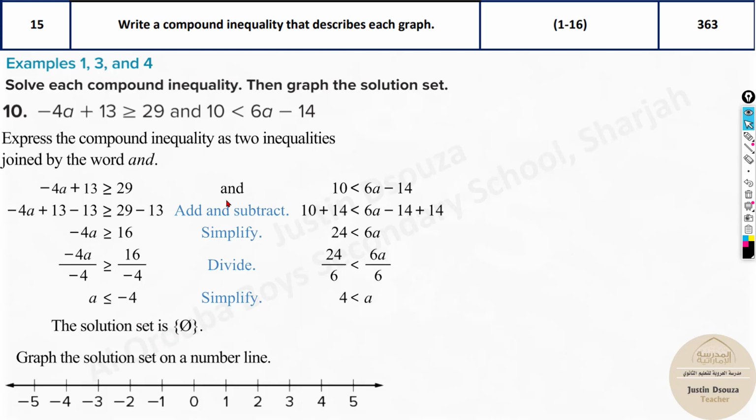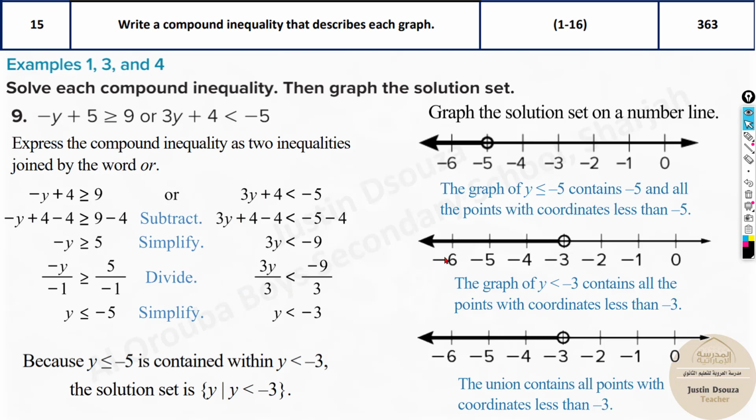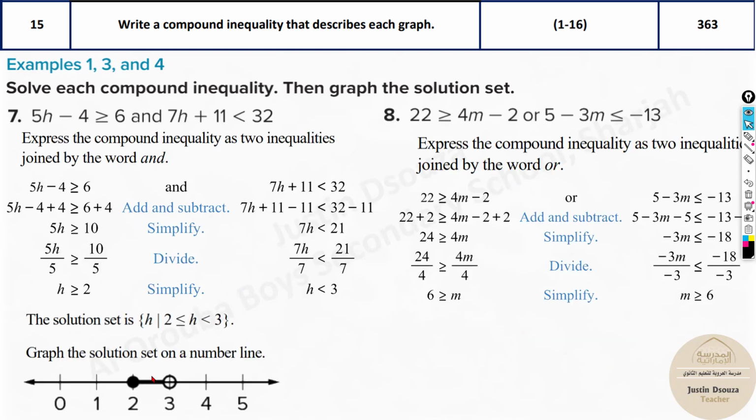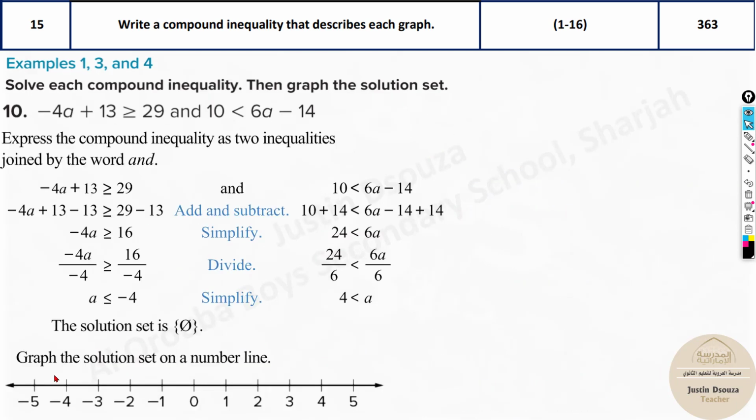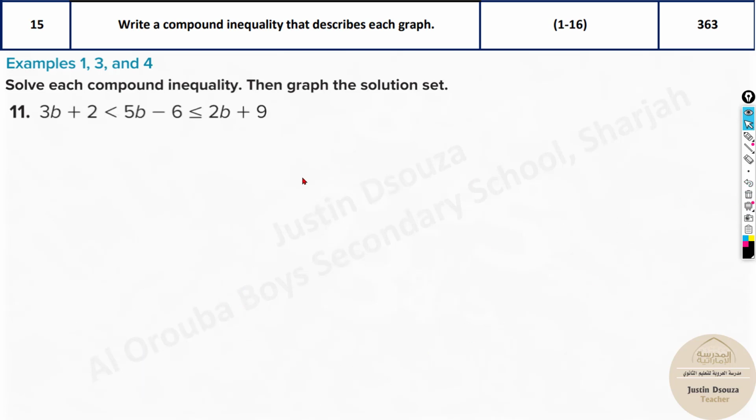Whenever we have AND, remember what we used to get. See, when we have AND, it's like this. This is an AND solution, okay? OR is what we just now did. This would be an OR problem, okay? If you graph two separate things, if you have got a graph like this, it's OR.